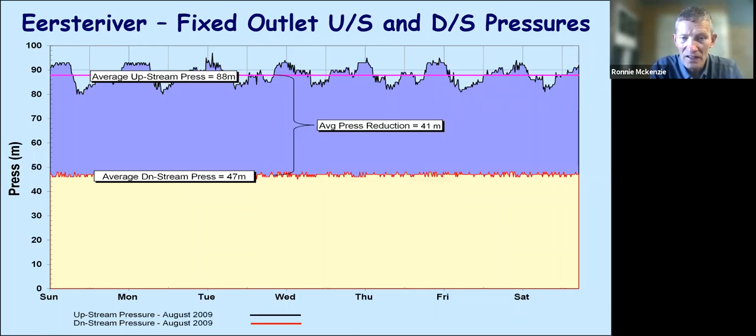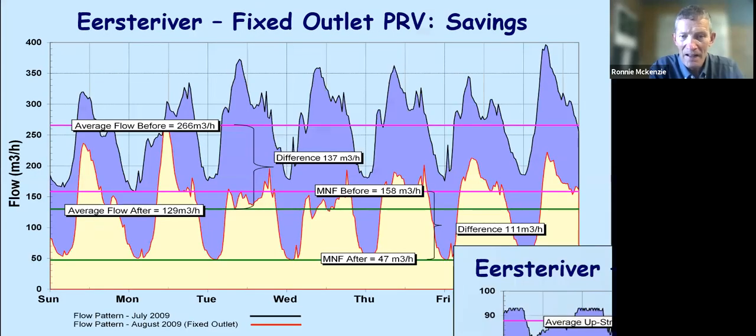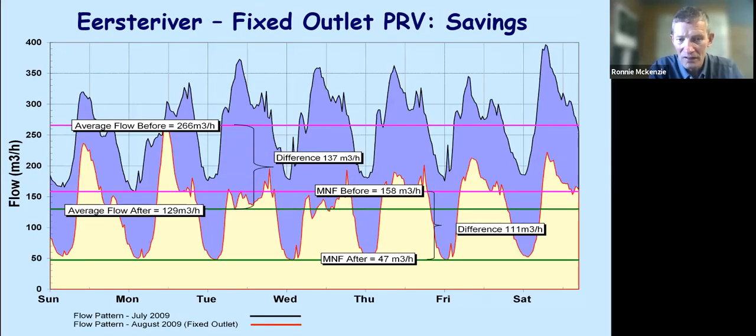We eventually took out that blue area in pressure, and the blue, that's the saving. You can see the difference between the flow before and the flow after. It was a fairly significant impact, and that was just using fixed outlet.